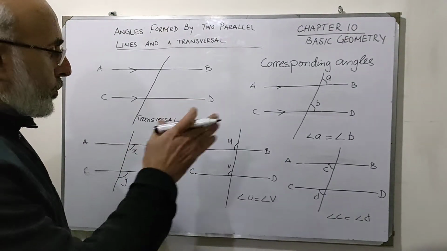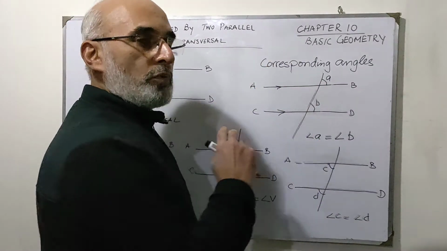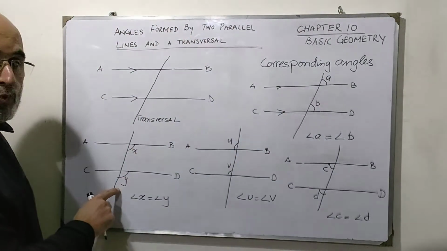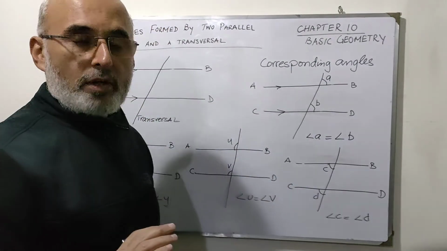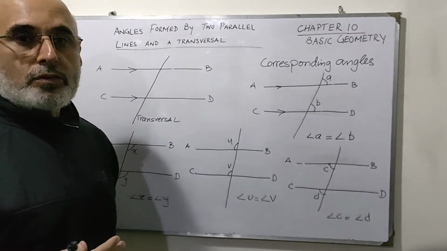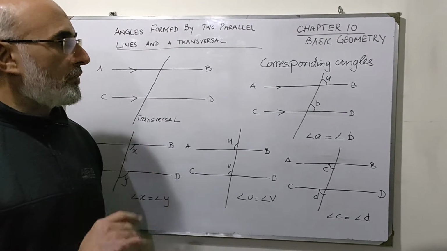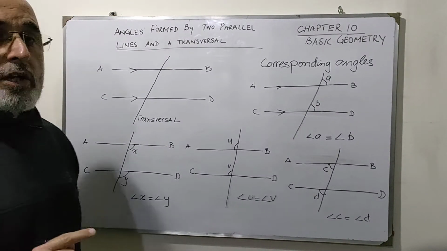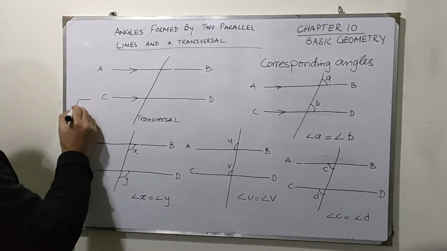So these four possibilities are for the corresponding angles, and in the corresponding angles, we have a pair of angles which is equal. Either this A is equal to this B, this X is equal to this Y, this U is equal to this V, this C is equal to this D. That is why they are defined as angles which have the same relative position, and they are on the same side of the transversal.